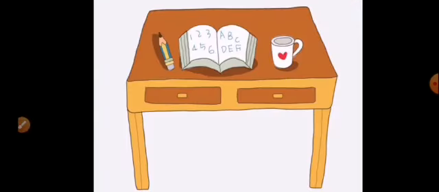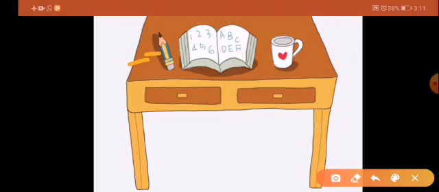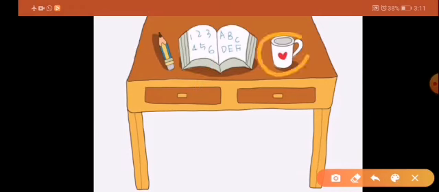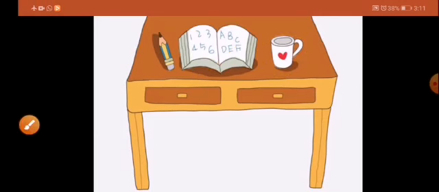Okay, but we must know that no two things can take up the same space. For example, in this picture the pencil takes up smaller space than the book, and the cup takes up different space than the book and the pencil. So matter takes up different space. Some matter can take up small space, but other matter can take up big space.